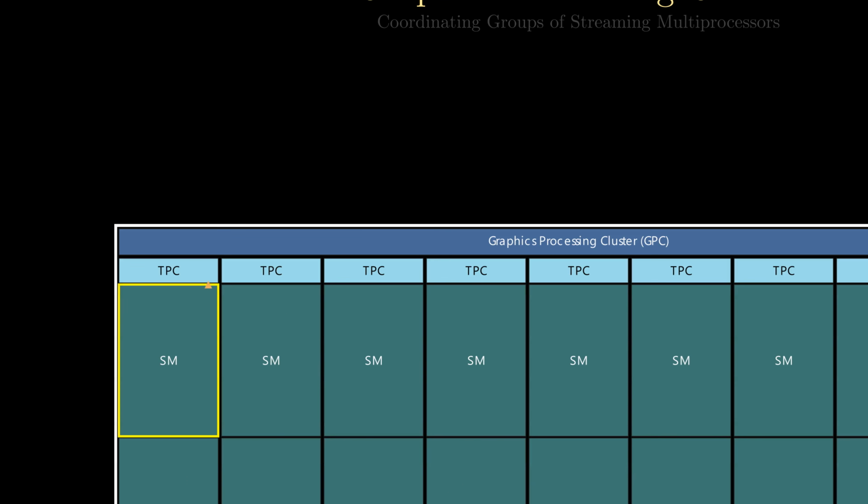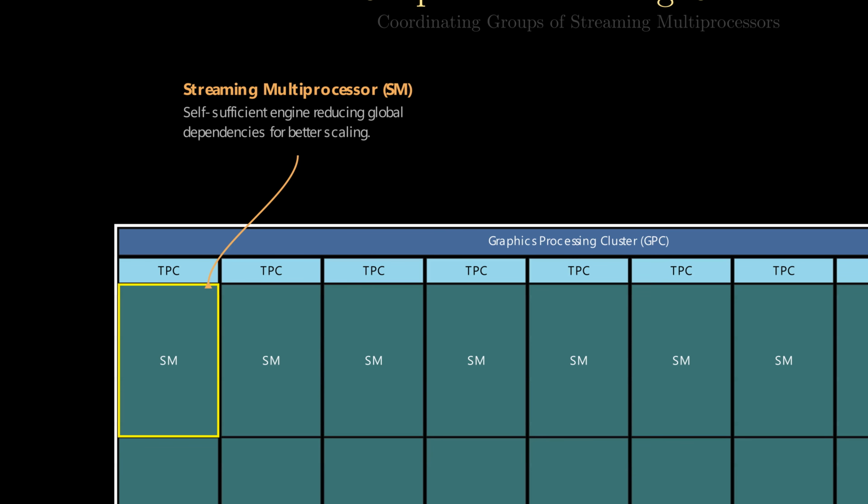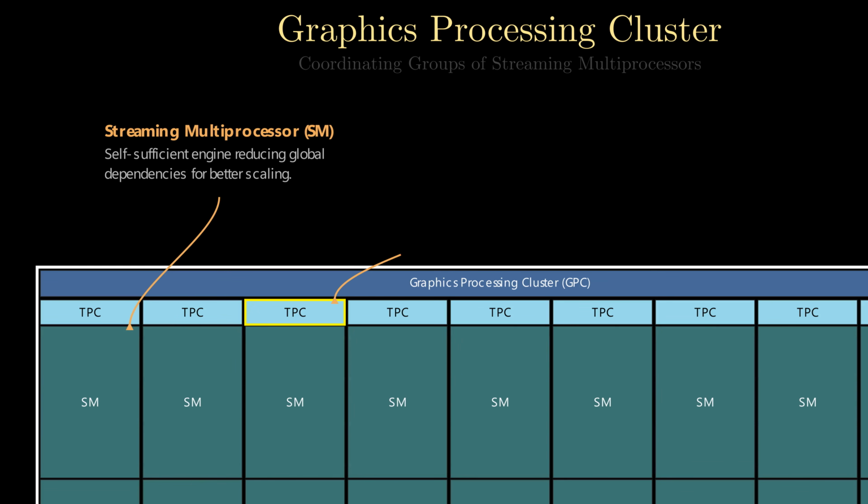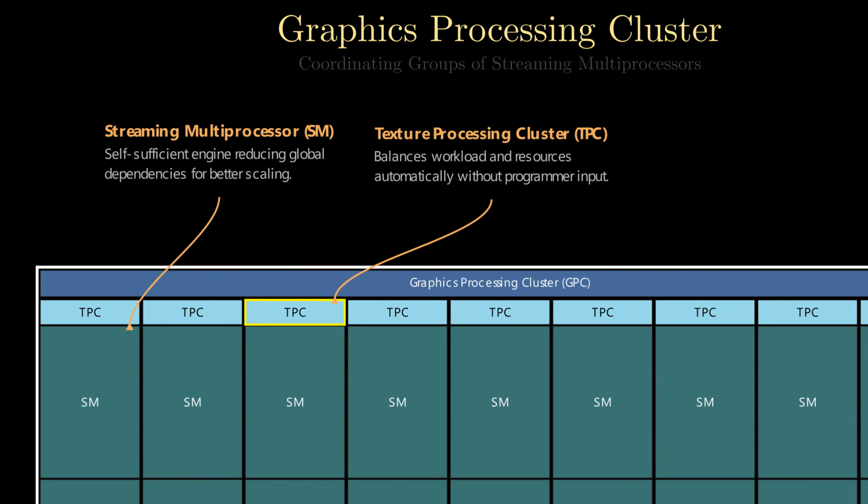This is a streaming multiprocessor, SM. It runs independently within its graphics processing cluster. We'll expand and have a deeper look. Grouping execution engines balances workload and resource usage without programmer intervention.